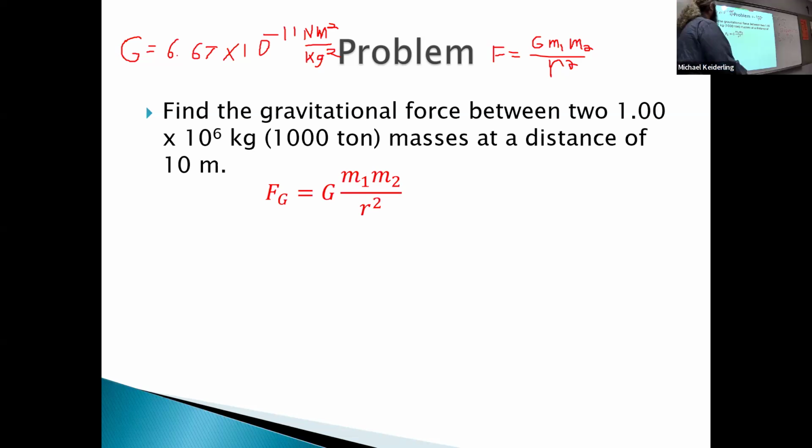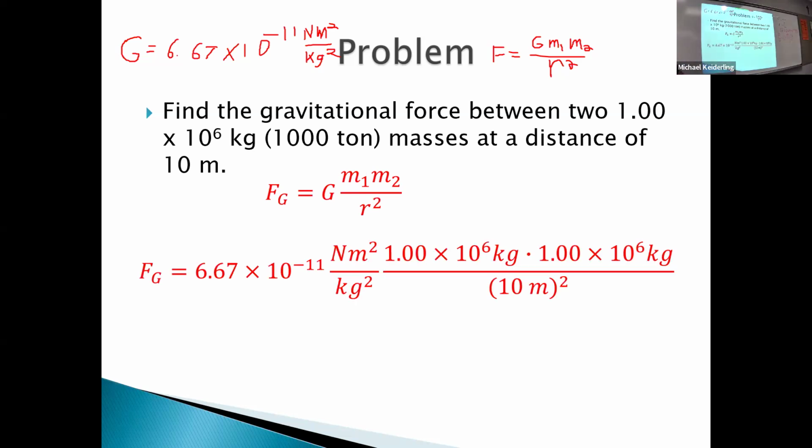Or you could work out all the front numbers by multiplying them, and then work out all the powers at the end. So this I can actually do without a calculator because the numbers are nice. We have 6.67 times 10 to the minus 11 times 1 times 10 to the 6 times 1 times 10 to the 6.